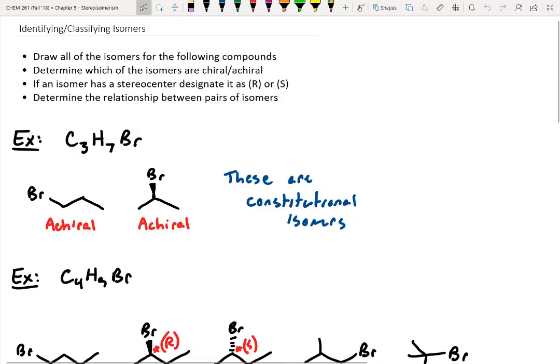All right, so yesterday we were looking at classifying isomers. I gave you a handful of examples. The first one, we said that they were constitutional isomers for the two possible isomers because they have a completely different connectivity. They don't have stereocenters, so we didn't have to worry about that. And they were both achiral.